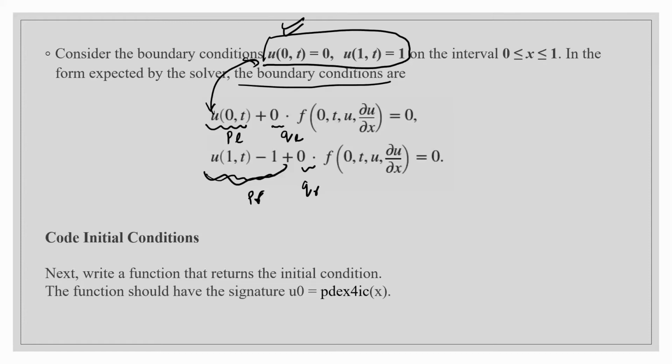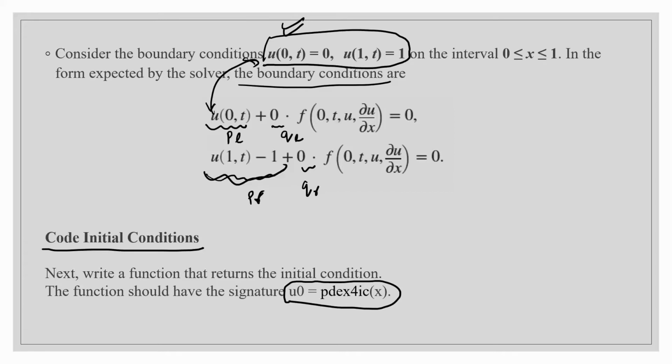The next step is that we need to write down the initial conditions also, and for this we will use this type of signature function. This is expected by the pdepe solver. So let us see the Matlab code. Once you have rewritten everything in the form which is expected by the pdepe solver, you can code further.